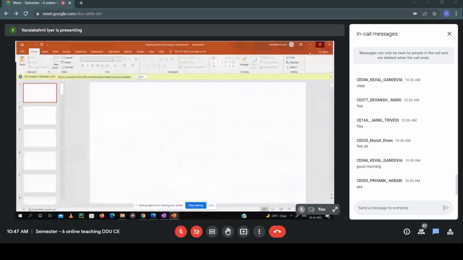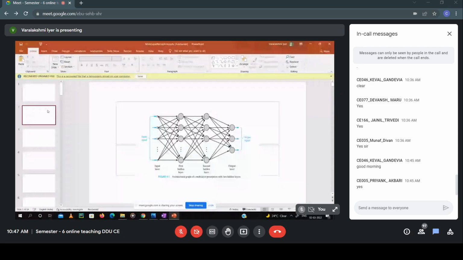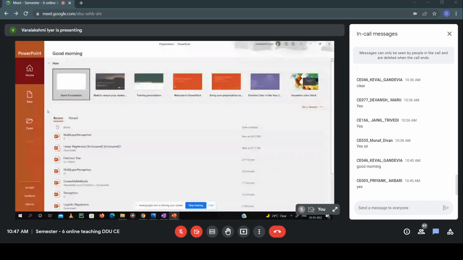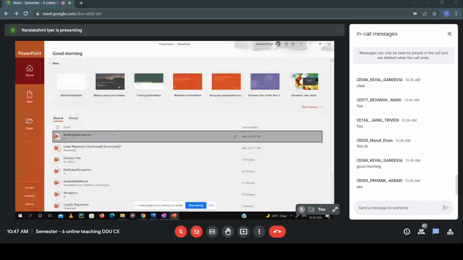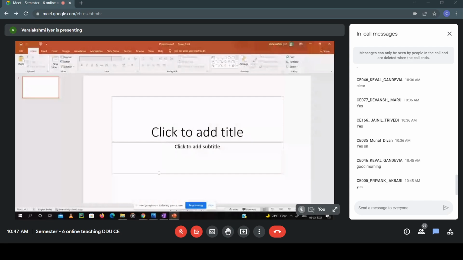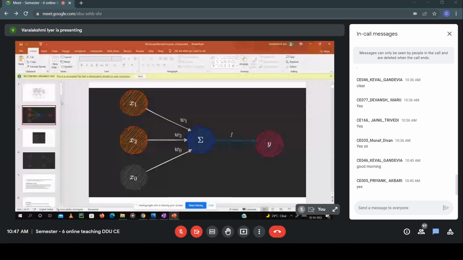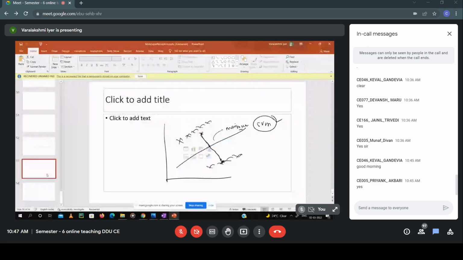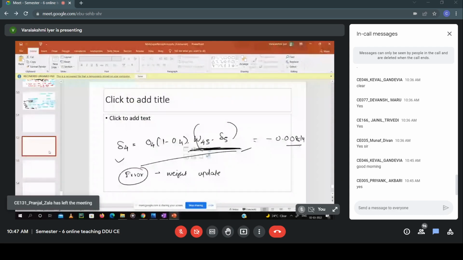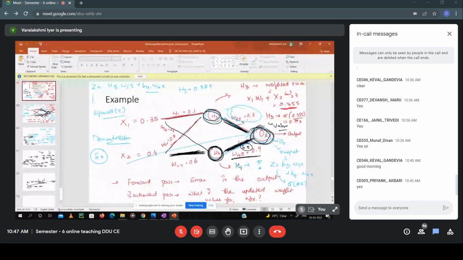Okay. So I suppose we finished our discussion of the multilayer perceptron in the previous lecture. In the end, we talked about an example. This was the example that we had discussed in the previous lecture, where we were trying to identify what is the output of the multilayer perceptron that we had created.